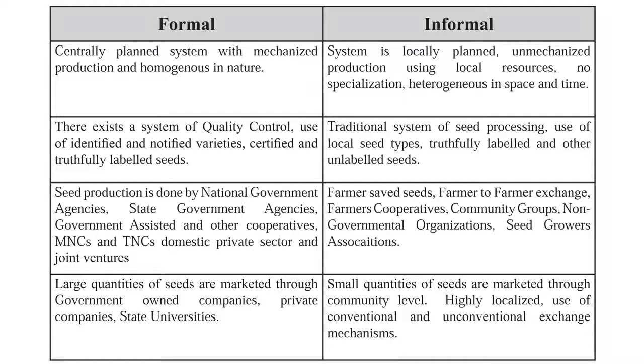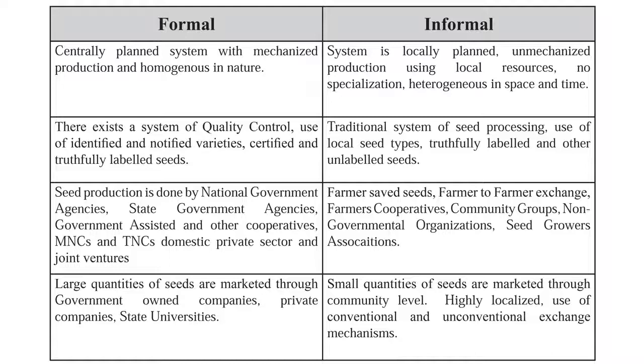Difference between formal and informal system of seed production. Formal system is a centrally planned system with mechanized production and homogeneous in nature, whereas informal is locally planned, unmechanized production using local resources, no specialization, heterogeneous in space and time.